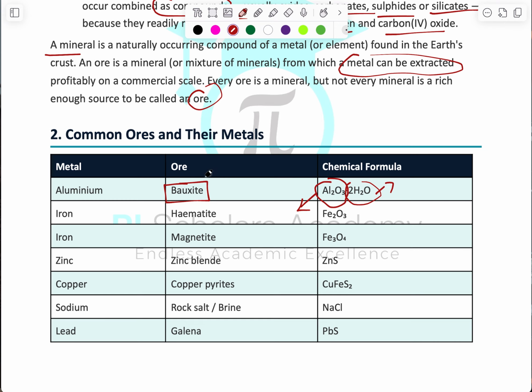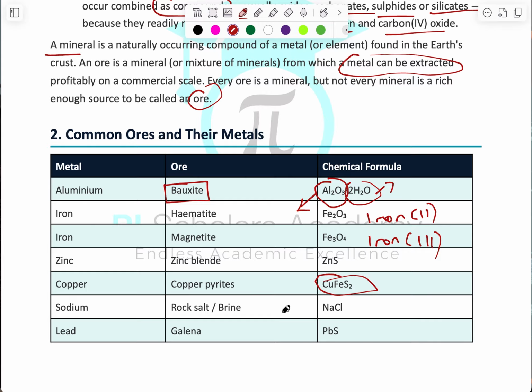The ore of iron is hematite, and then you have this chemical formula. I've given all of them here because we have iron 2 and we have iron 3. In this place, we have iron 2, in this place, we have iron 2, and in this place, we have iron 3. I think I've explained the variable oxidation state of transition metals. And this one, we have zinc blende, which is zinc sulfide. We have copper pyrite, which is a complex compound: you have copper, iron, and sulfur formed together.